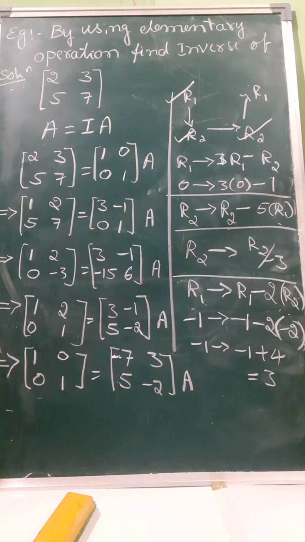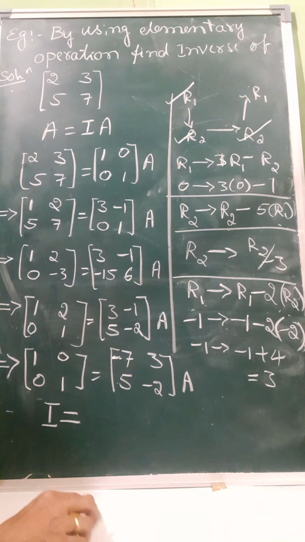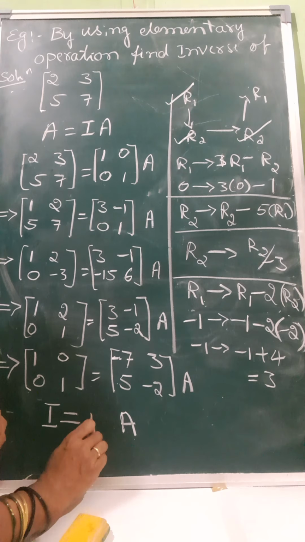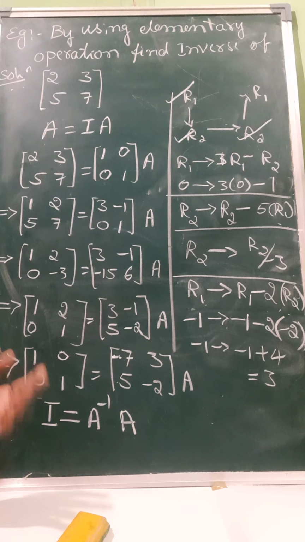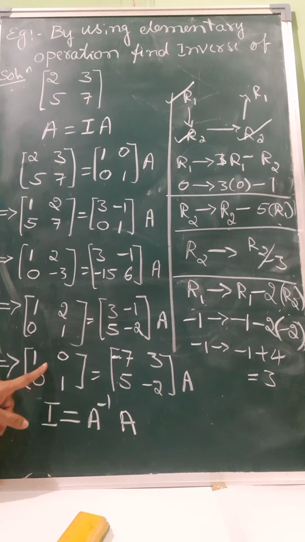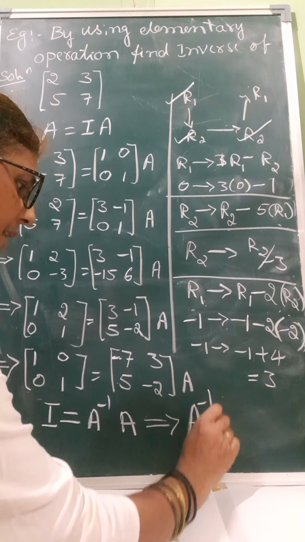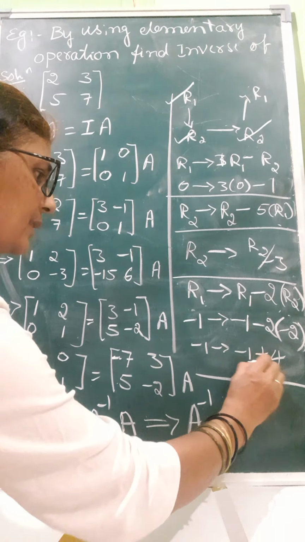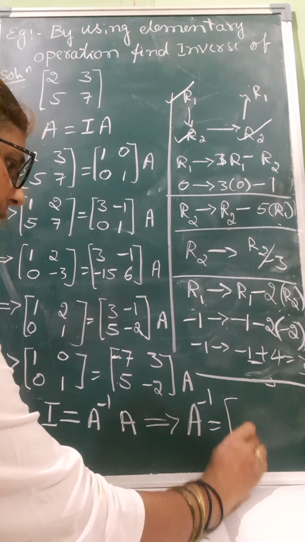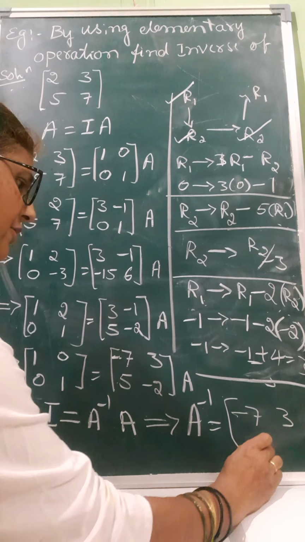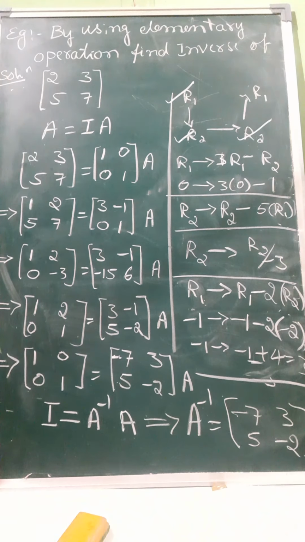So here is the I. How can you get the I? A into A inverse, or A inverse into A, is also I. So this implies, what is A inverse? A inverse is equal to minus 7, 3, 5 and minus 2. That's all.